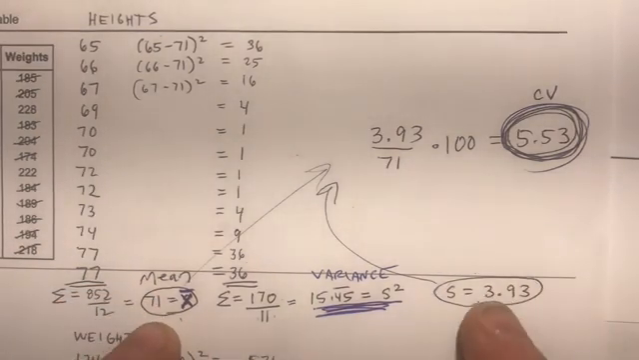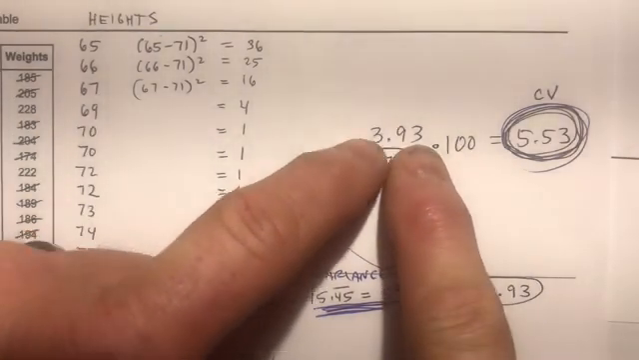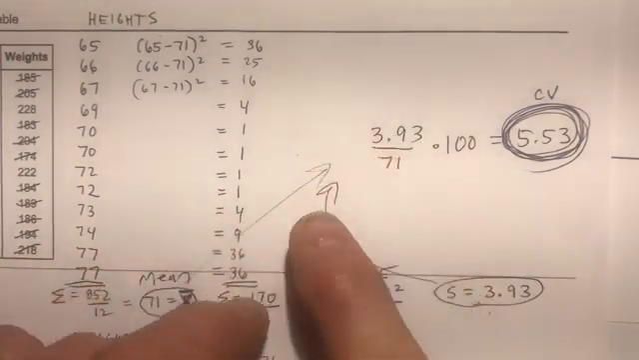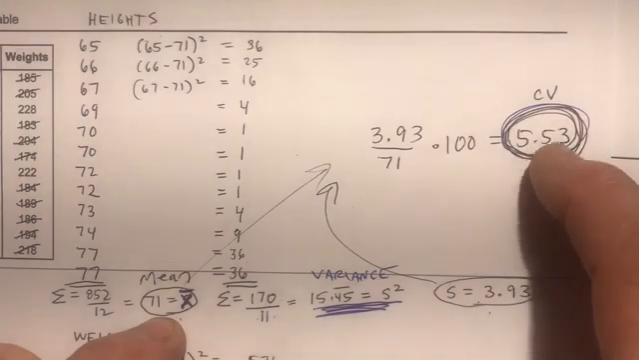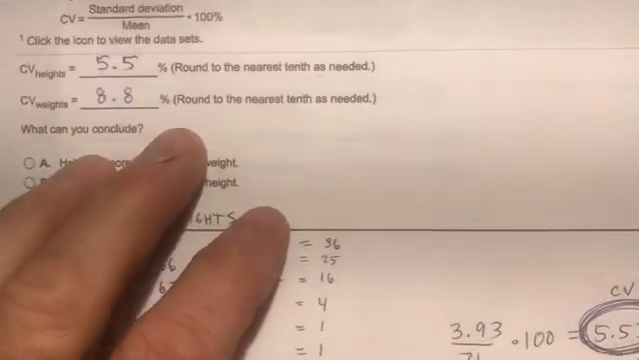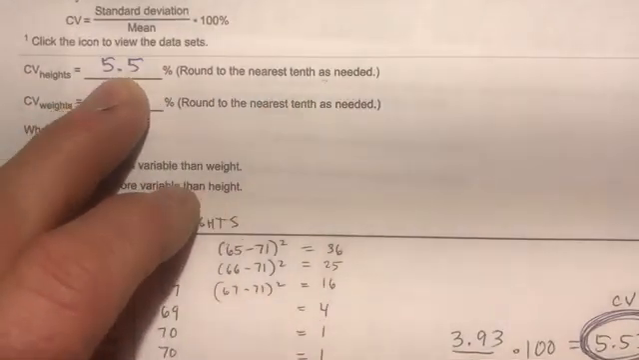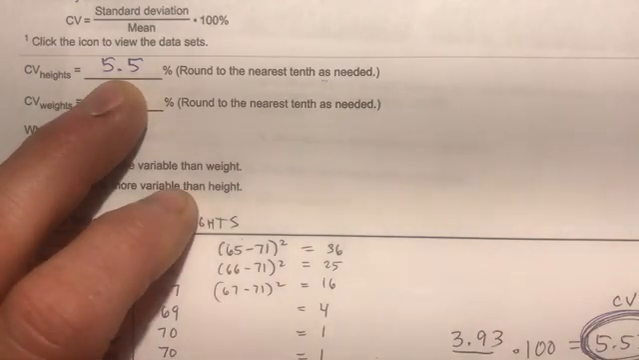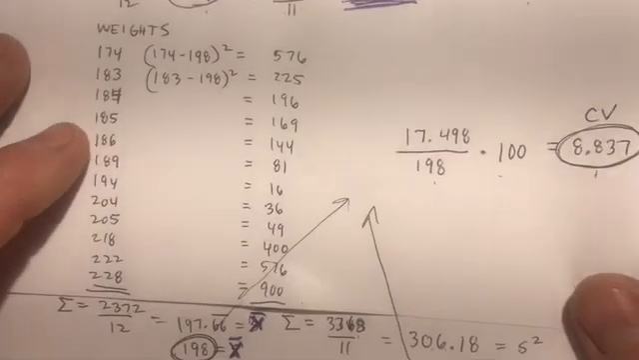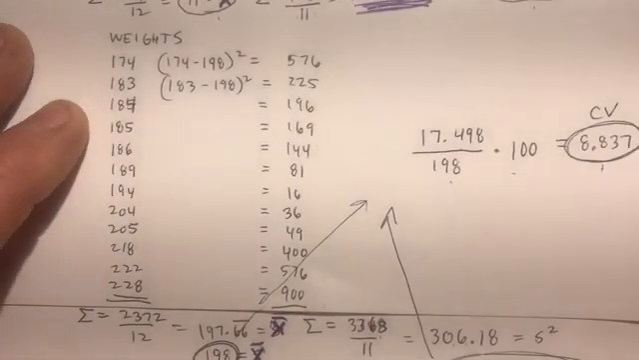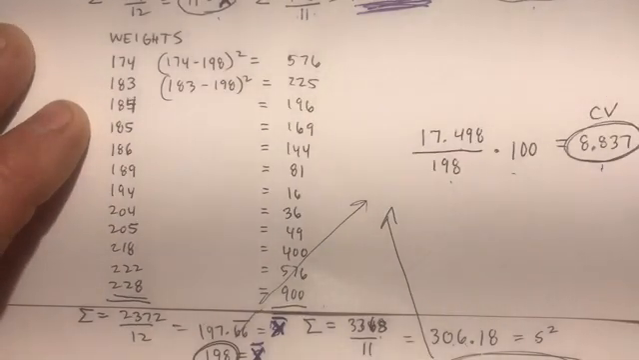So now once I have these two things, I can just come up here, I do my standard deviation divided by my mean, times 100, and I get this right here, 5.53, which it says round to the nearest tenth, so I put 5.5. Okay. Now, do the same thing with the weights. So this is a little time consuming doing all these numbers. It's not really difficult, just takes a little bit of time.